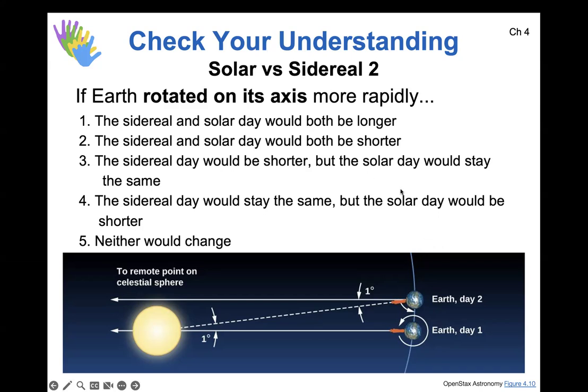All right. So yeah, I got an answer already to this question, which I was just going to ask us. If you could think about if the Earth rotated on its axis more rapidly, what would happen? Would one type of day go up and the other go down?